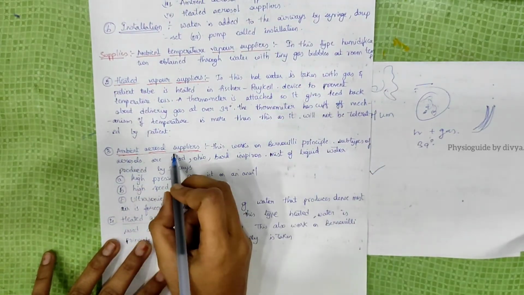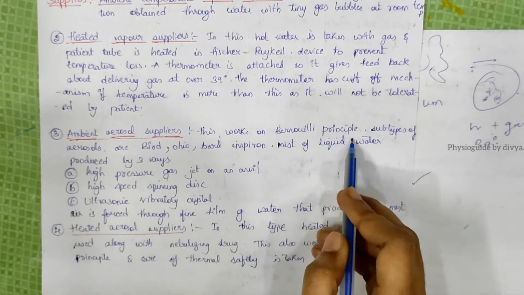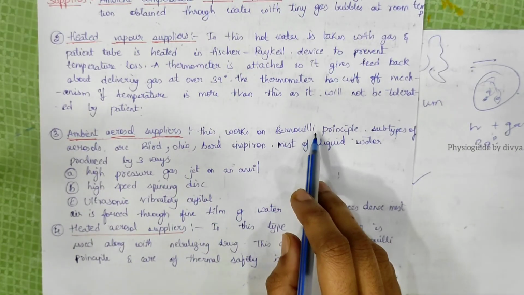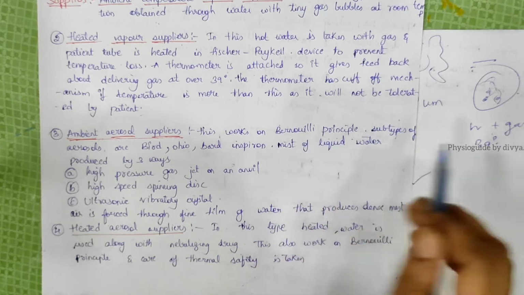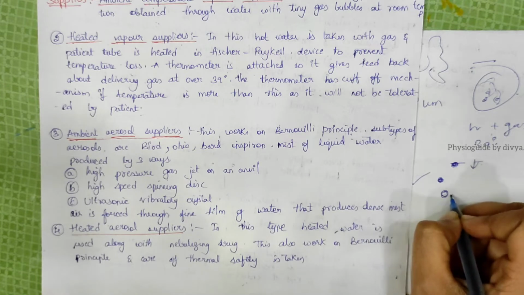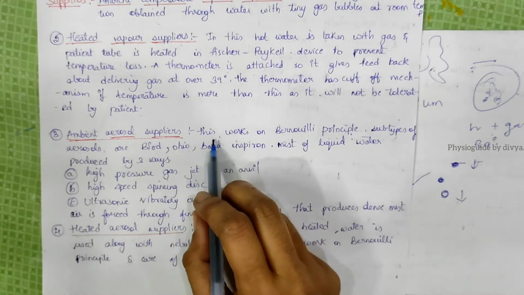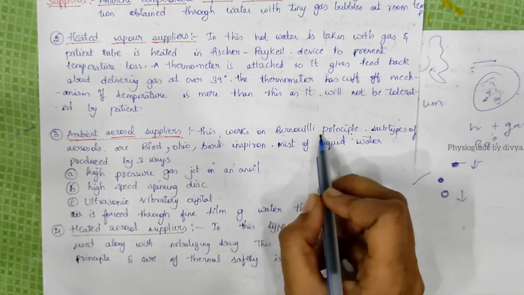Now, ambient aerosol supplies. This works on Bernoulli's principle. What does Bernoulli's principle mean? This is about a fluid particle. When the fluid particle moves faster, the pressure will decrease. So it depends on all this. This works on Bernoulli's principle.